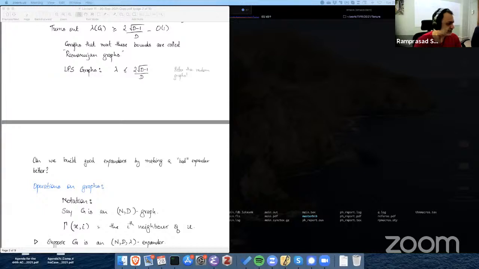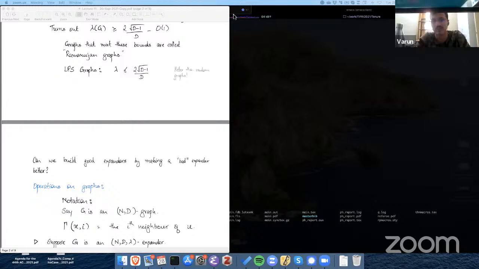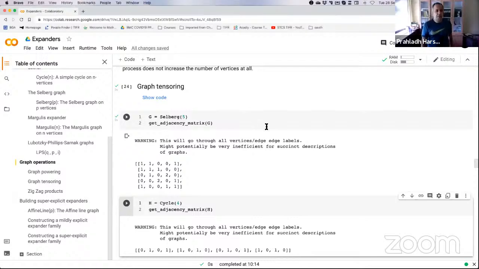So this is what tensoring is going to be. I'm just going to take the Selberg graph, which is some 5 vertex graph that has an adjacency. Are you sharing? The PDF is obstructing. Oh, sorry, one sec. Is it visible now? Yes. Okay, good. So the Selberg graph, this is what the adjacency matrix looks like.